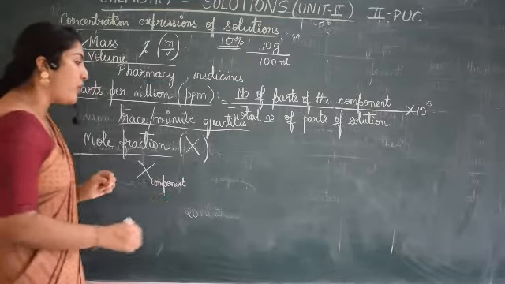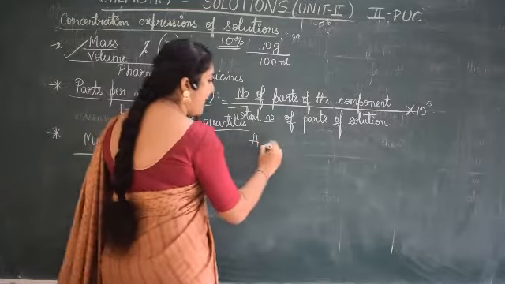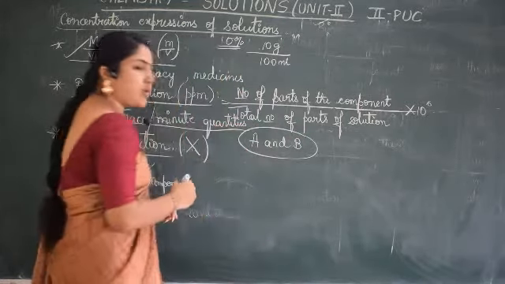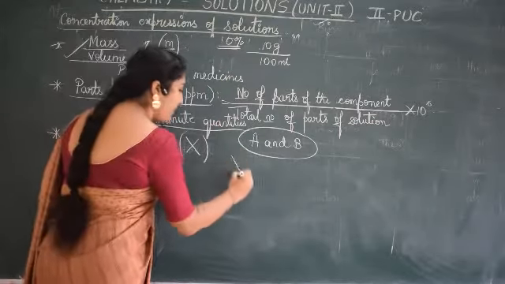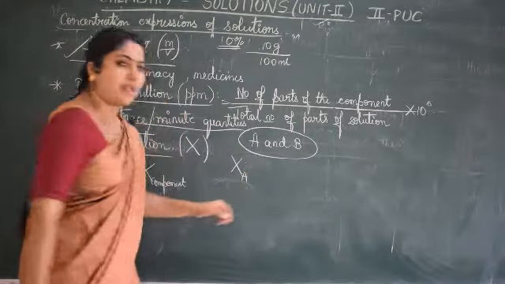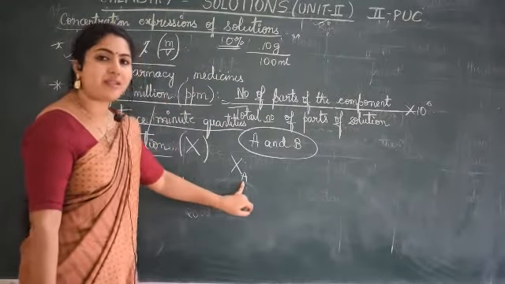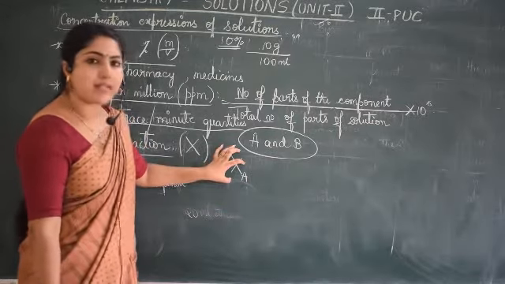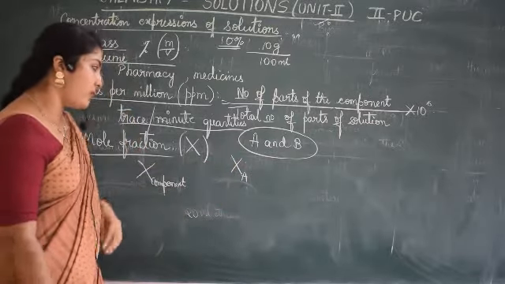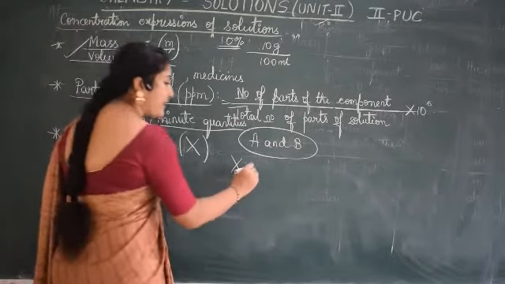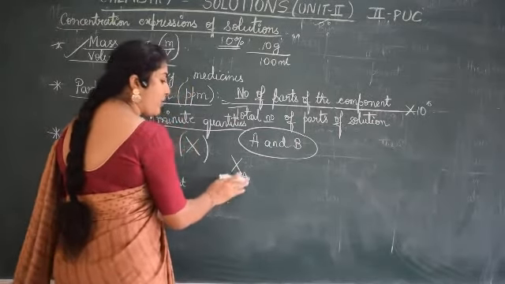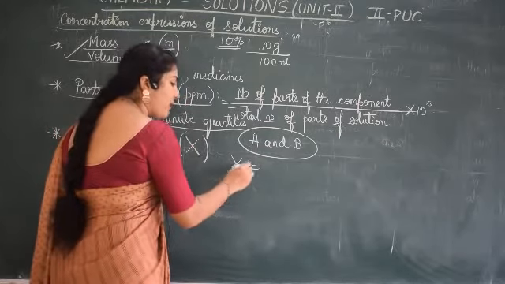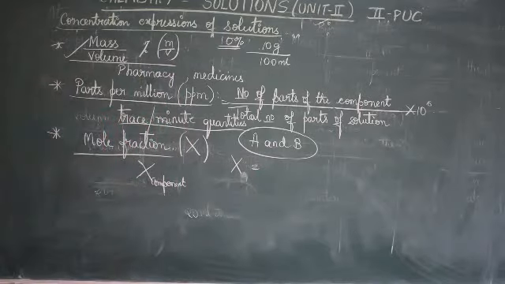Clear? Suppose there are two components, A and B, constituting the solution. Then mole fraction of A is X subscript A. This A represents the component whose mole fraction we are defining. X denotes mole fraction of any component, or say mole fraction of a component. So I'll just generally write it in words.